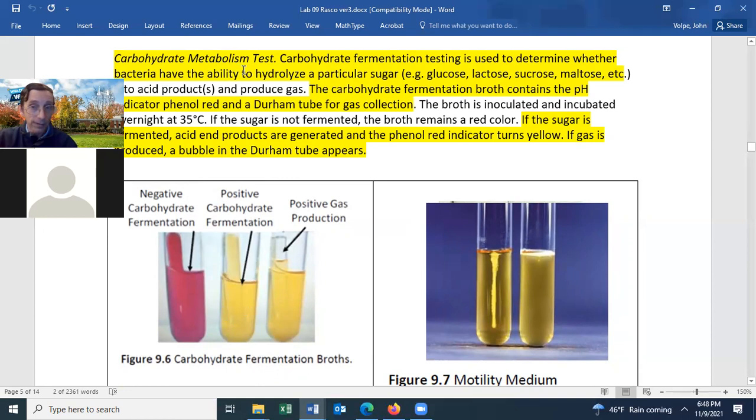There are different sugars you can test for carbohydrate metabolism. You can test glucose, lactose, sucrose, maltose, inulin, and I forget the fifth one, sorry. Or I guess the sixth one, because I said inulin, so that would be the fifth one.